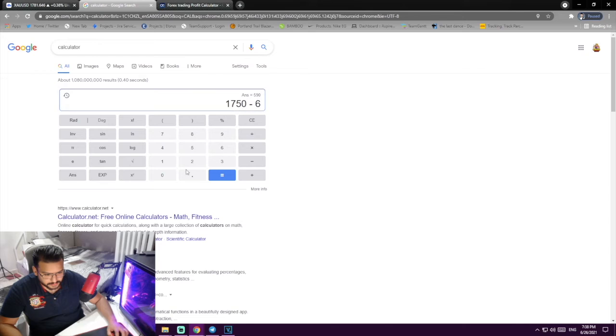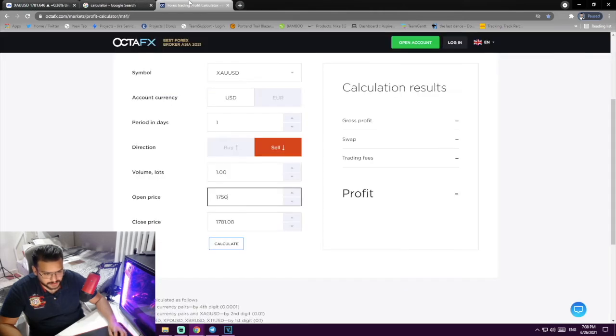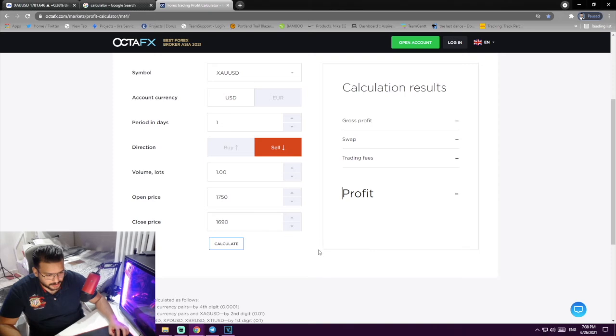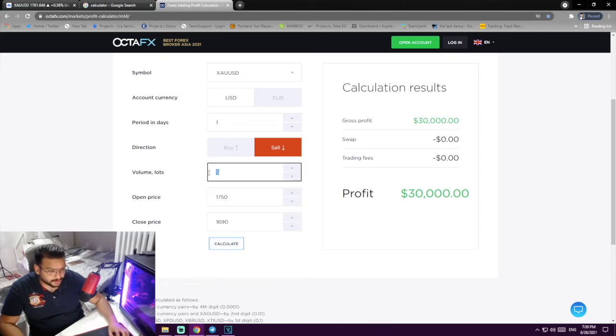1750 minus 60, so 1690. And we were probably going to show that. We're going to put the lot size as 1, just using one lot size. So that's $6,000 in 600 pips. If you put 5 lot size, it's $30,000.